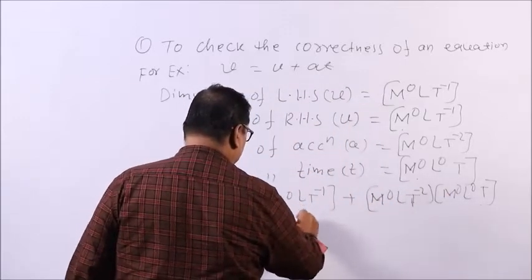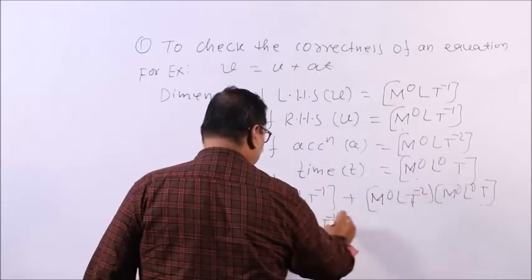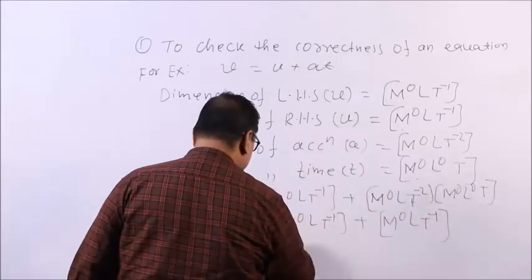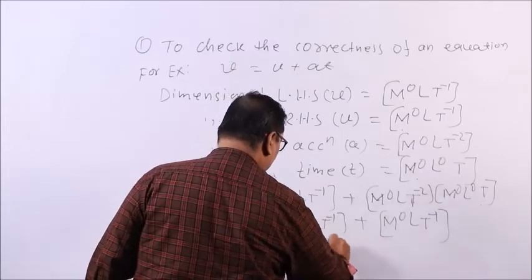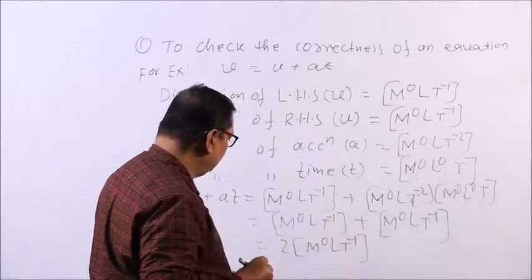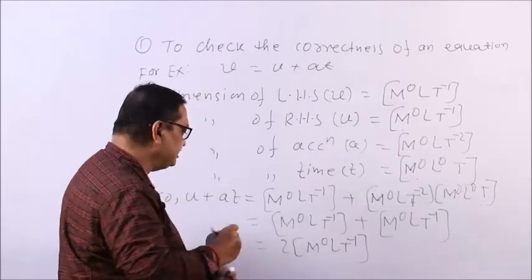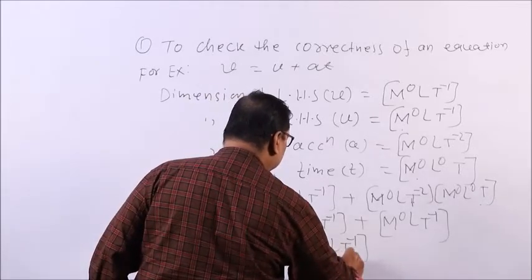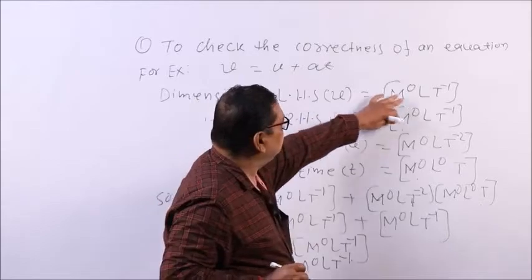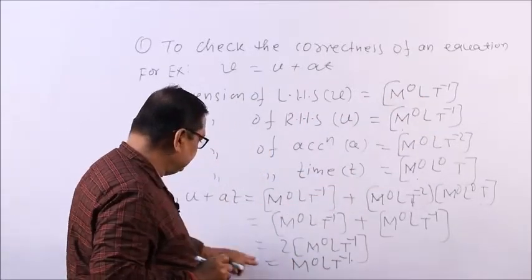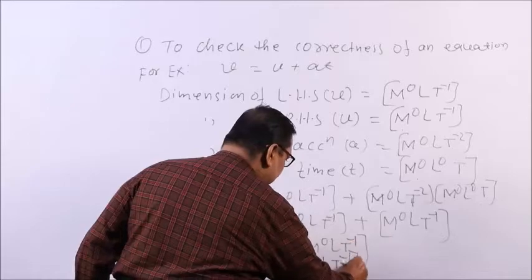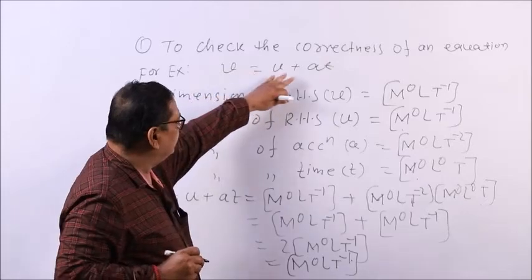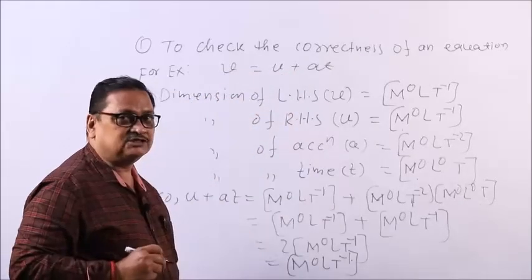This is M0 L T minus 1 plus M0 L T minus 1, that is twice M0 L T minus 1. But since 2 is a dimensionless constant, the final dimension is M0 L T minus 1. So, the dimension of the LHS is M0 L T minus 1 and the dimension of the RHS is also M0 L T minus 1. So, LHS equals RHS dimensionally, according to the principle of homogeneity.